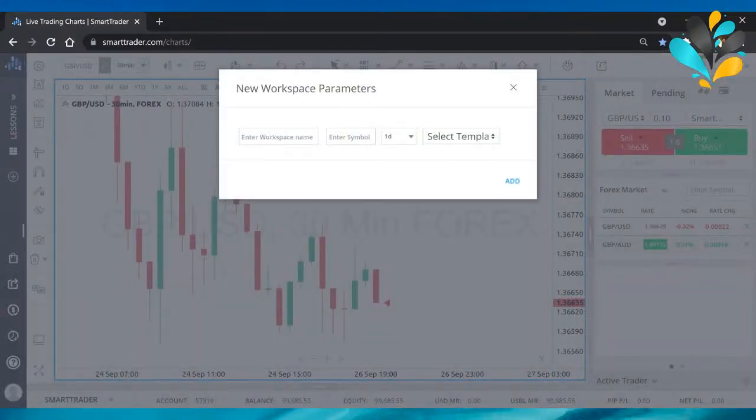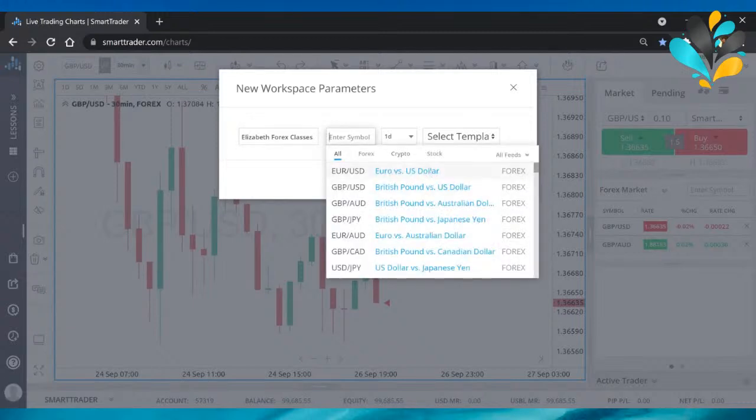So I just clicked on Add Workspace, and you can name it whatever you'd like. So you could name it Practice, for example, or you could name it, let's say, Elizabeth Forex Classes, so you know which workspace you'll be using whenever we come online.